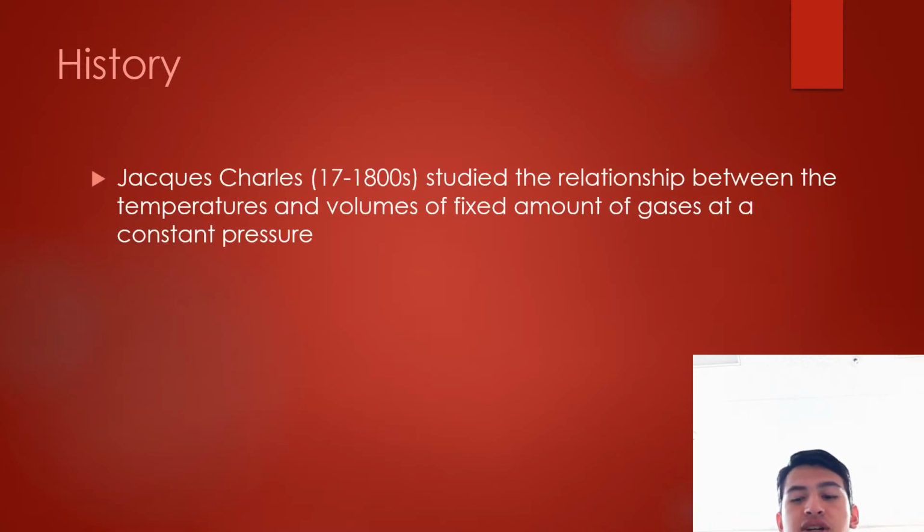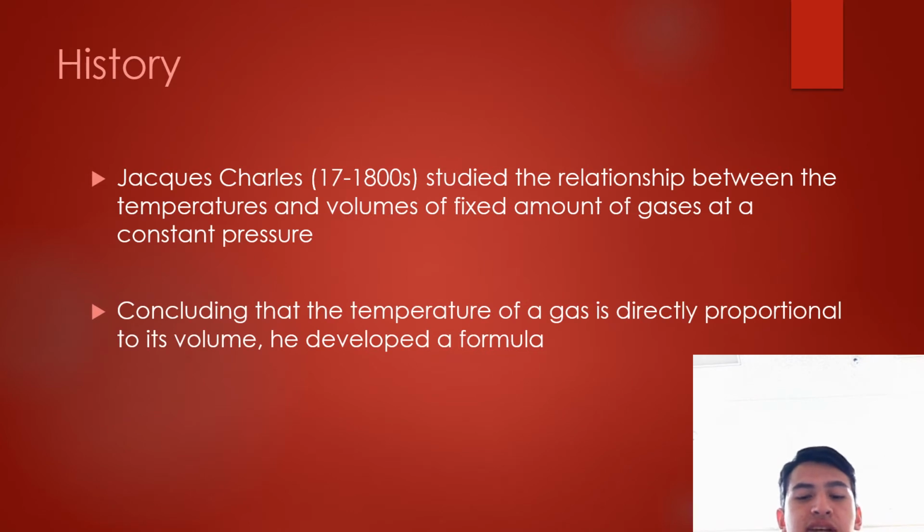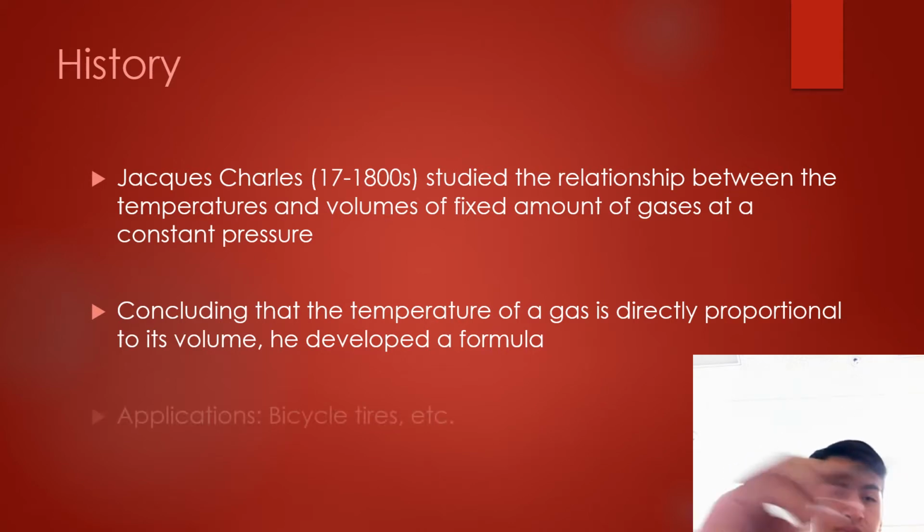History. In the late 1700s, French scientist Jacques Charles started to study the relationship between temperatures and volumes of a fixed amount of gases kept at a constant pressure. Using his data, he concluded that the temperature of a gas is directly proportional to its volume. This means that, for example, if the gas temperature rises, then the volume of the gas will also rise with it. Using his data, he also developed a formula.